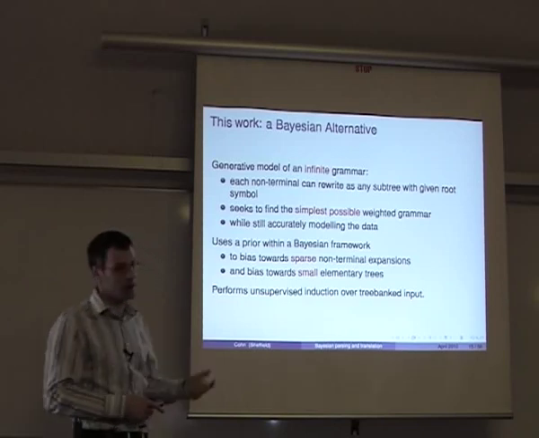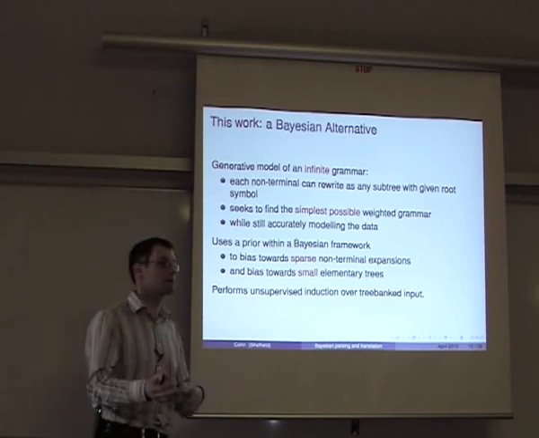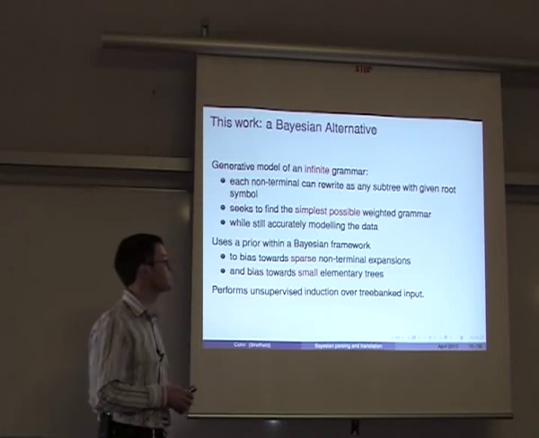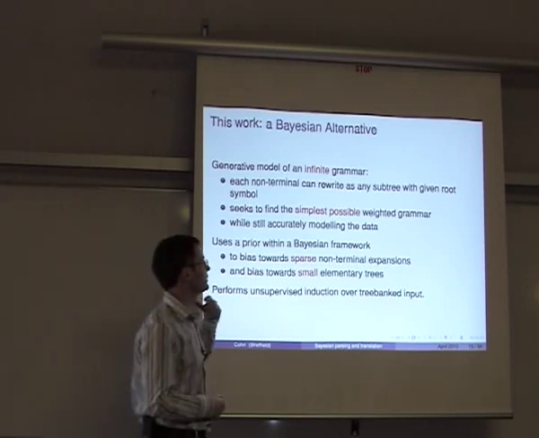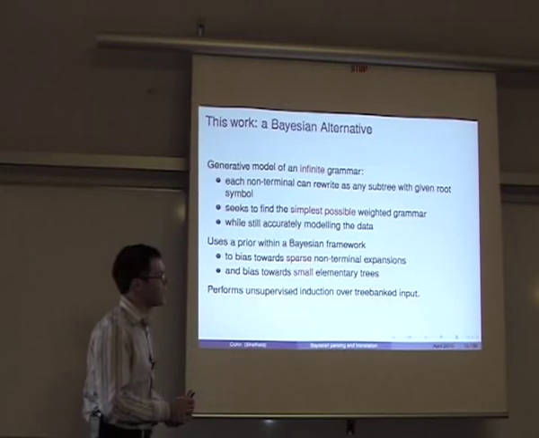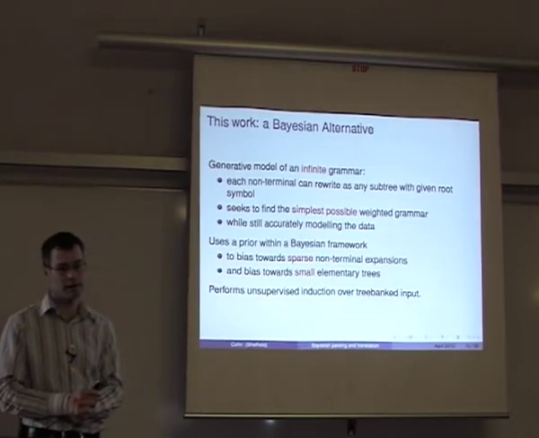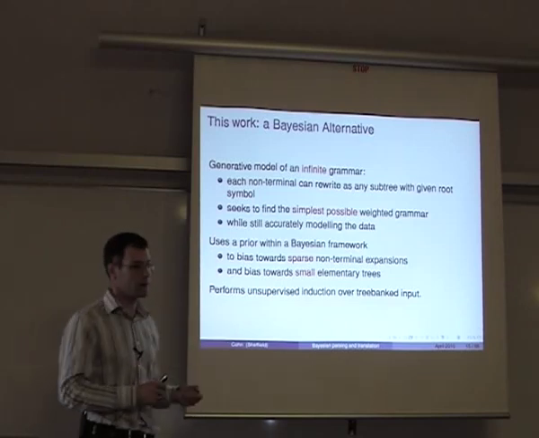And what we do at training time and the way we set up our model is, because it's infinite, we need to bias it so that we can work under it in a finite sense. So we bias it towards being small. So we try and seek to find as simple as possible grammar. And we still want to also model the data. And the way we get this simplicity into our model is using a prior.